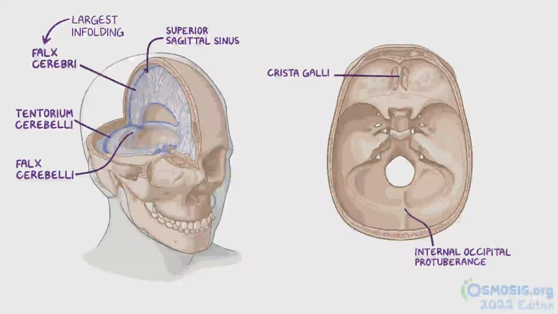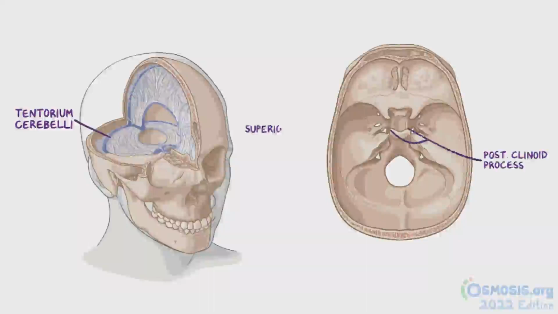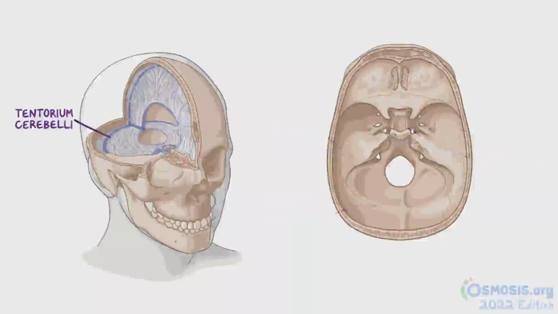Speaking of the tentorium cerebelli, this crescent-shaped reflection is the second largest dural infolding, with a fixed margin posterolaterally and a free margin more anteriorly. The fixed margin is attached at three sites: bilaterally at the posterior clinoid processes, to the superior parts of the petrous portion of the temporal bone, and to the grooves of the transverse sinus on the inner surface of the occipital bone. In contrast, the anterior part of the tentorium cerebelli is connected to the clinoid process of the sphenoid bone at its most rostral end.